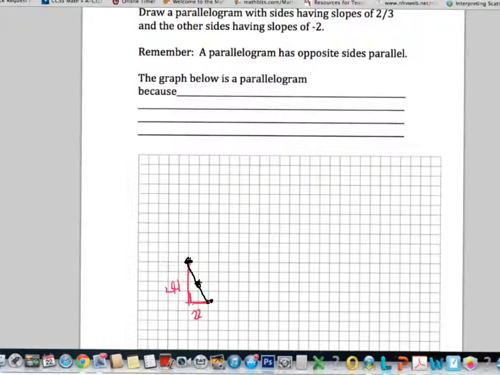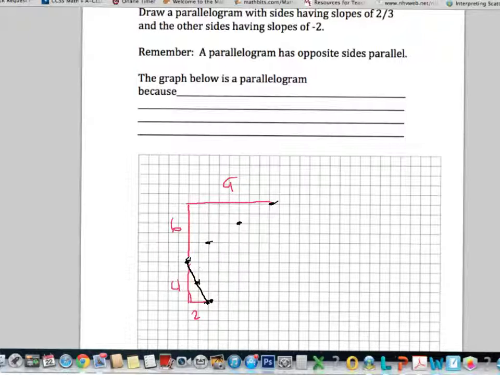The other side I want to have a slope of 2/3, so I want up 2 and 3 to the right, up 2 and 3 to the right, up 2, 3 to the right. And if I want to see the length of that line segment without using the distance formula, I can form the triangle around that also. That's going to be 1, 2, 3, 4, 5, 6 by 9, and that's going to form the other side of the parallelogram.